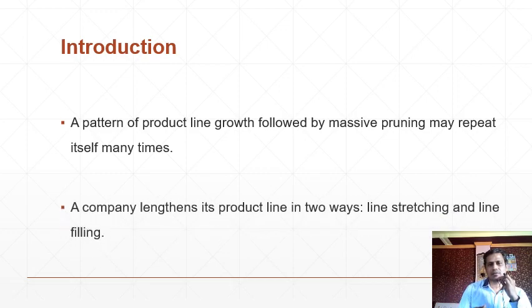Now, how do you make sure that you introduce the right type of products within the product line, so that your product line has an optimized length? It is by looking into two ways of introducing new products. One is line stretching, the other is line filling. We'll look into each one of them.